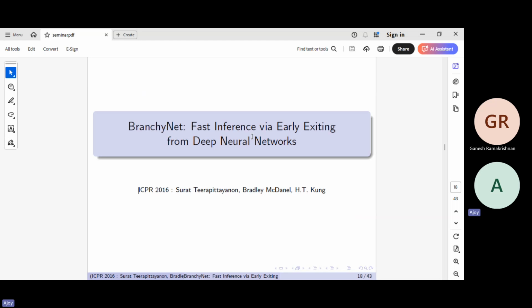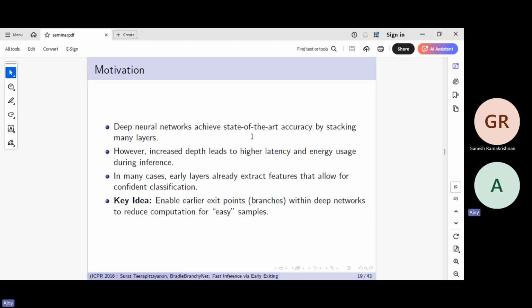My second paper is this BranchyNet paper, which is fast inference via early exiting from deep neural networks. The motivation they mention is that deep neural networks are becoming more and more accurate, and they're stacking many layers, and this is increasing the latency and energy usage. In many cases, what they found is that early layers are good enough for the classification. The key idea here is to add early exit points, which are branches within these deep networks, to reduce the computation for easy samples.